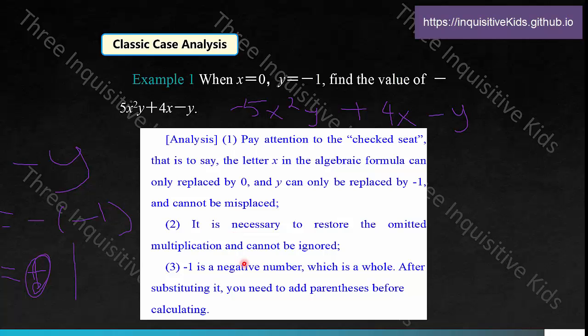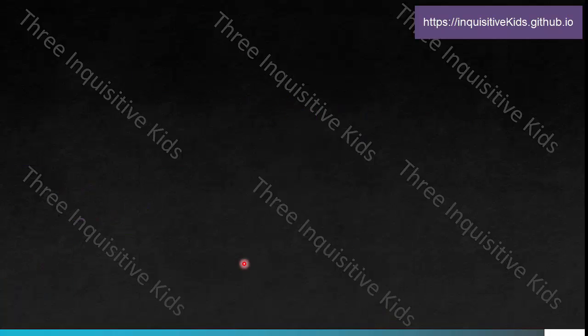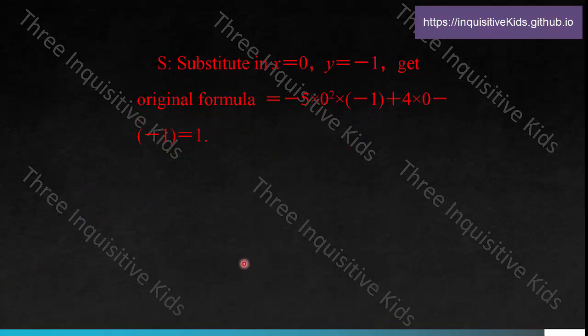So all you had to do was plug them in and then calculate the value of it. So the solution is substitute in x equals 0 and y equals -1, and you can get the original formula, which is equal to -5 times 0 squared times -1 plus 4 times 0 minus -1, which is equal to 1.